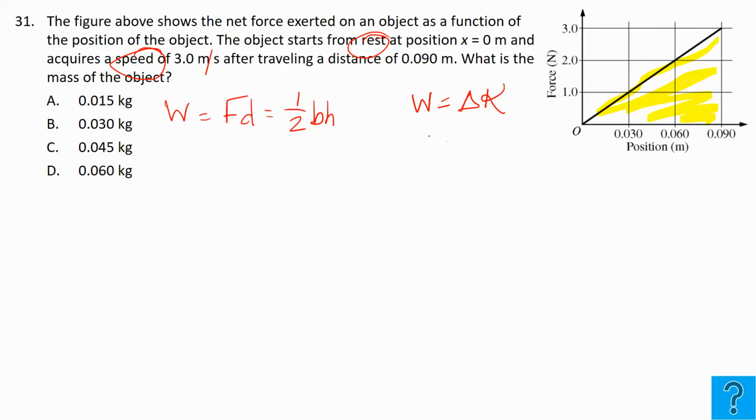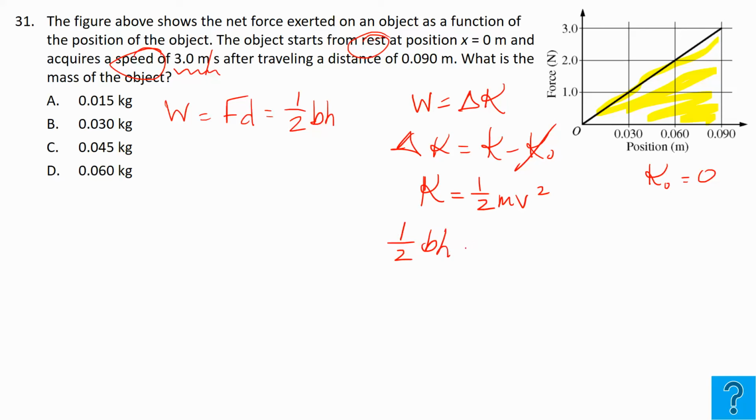The change in kinetic energy is just going to be our final kinetic energy minus our initial. Since we started off at rest, K naught equals 0, so we can cancel that out. And K final is going to be 1/2 mv squared. We have our final velocity of 3 meters per second. We have a value for K, which is 1/2 times base times height, and that is going to be equal to 1/2 mv squared.